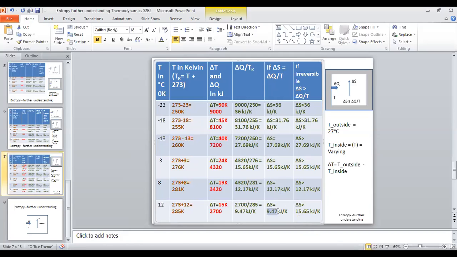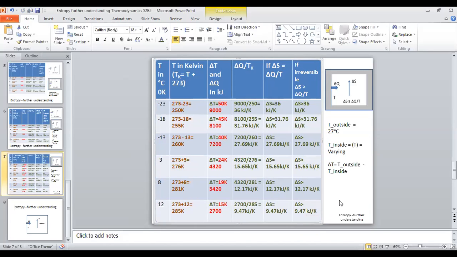9.47. That's why, when you run your cooling systems with very good PLC controls or with variable speed drives, your temperature is maintained with less fluctuations and your entropy generation will be less. Decrease is the problem, not the temperature increase. So this slide is a masterpiece.